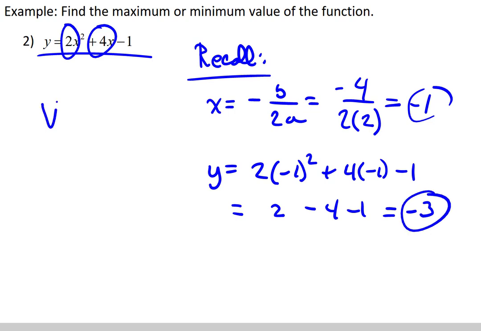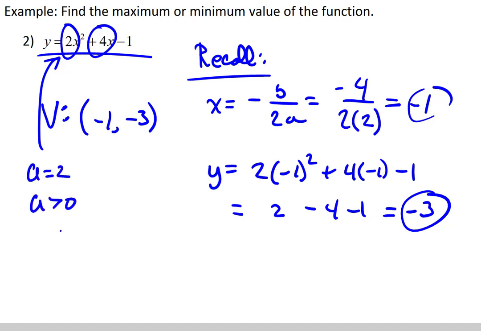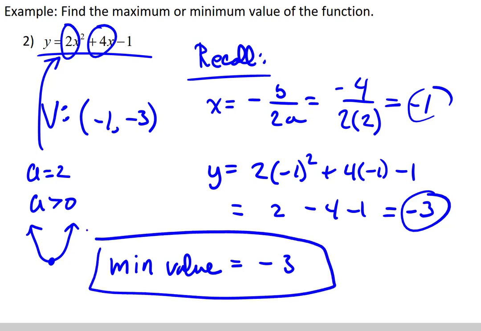We now know that our vertex is the point negative 1 comma negative 3. We can look at our leading coefficient, which for this example is 2. So a is 2. Of course, that means a is positive, which means this parabola would be opening upward, which means its vertex would be at the bottom of it, which means we're looking for a minimum value in this case. So we'll say the min value, of course, it's equal to the y coordinate of the vertex. We already found that as negative 3, and so there is our min value.